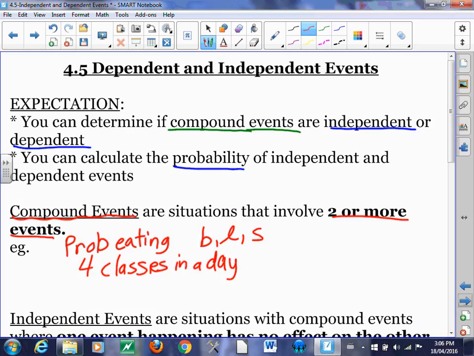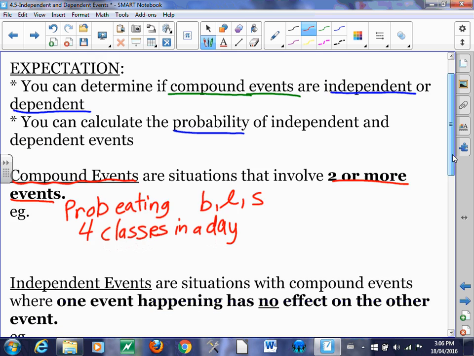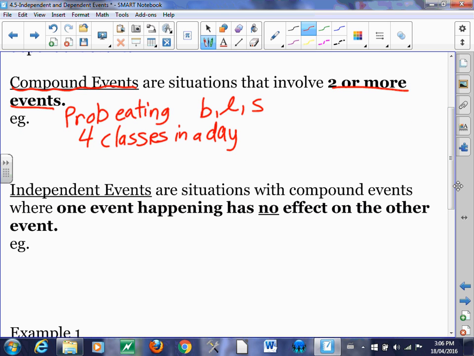You go to one, then another one, then another one, maybe you have a spare, etc. Okay, so now we're going to break those down into what's called independent or dependent events. Independent events are situations with compound events, meaning they occur one after another, where one event has no effect on the other event.